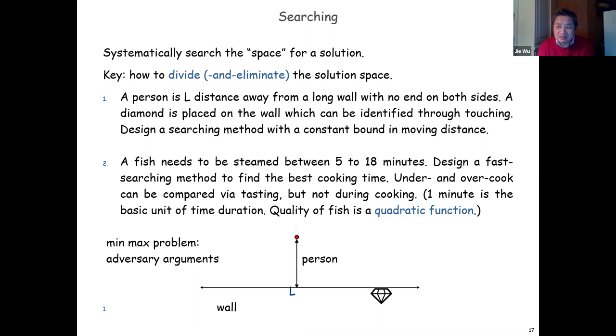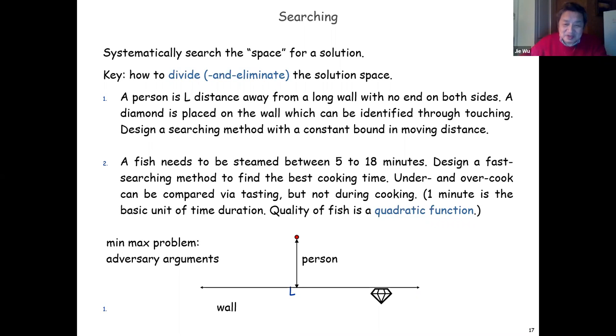Maybe, for example, you first check the perpendicular point. Then you go to the right some constant amount of distance, let's say 1 meter. You check that. Then you check 2 meters to the left, then 4 meters to the right, then 8 meters to the left, maybe something like that. No, that's correct. So this is the answer. But I'm not able to prove that the ratio between the total distance and D is constant.